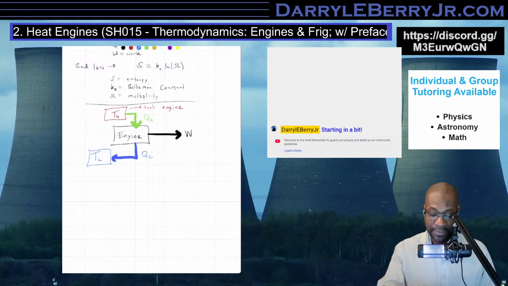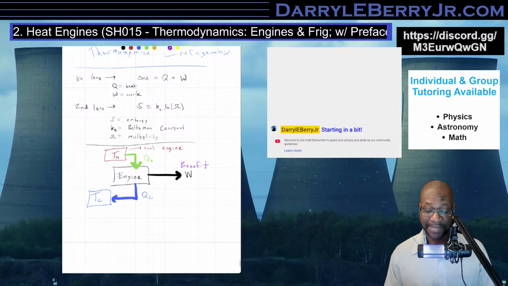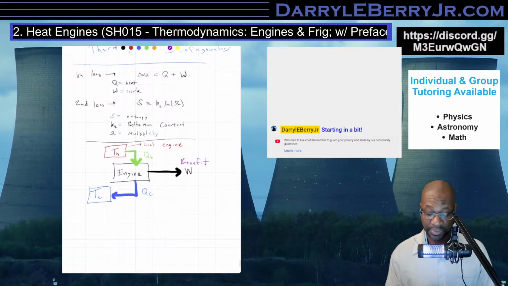And the benefit of our process is the work. So the work is the benefit that we gain so that we can turn that work into electricity or whatever you want to do, or turn that work into moving a car down the street so we can get to where we're going. We're turning it into some kind of work so that we can utilize it and make things happen. So where the first law of thermodynamics comes in is we see that the change in energy is the heat plus the work.